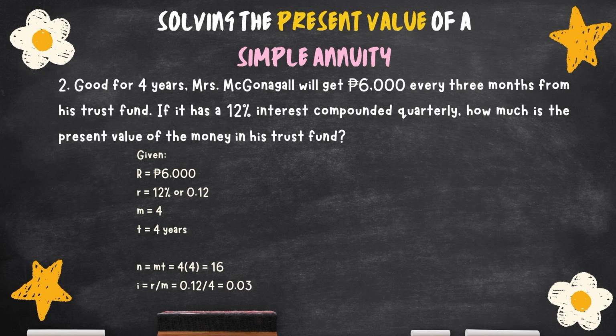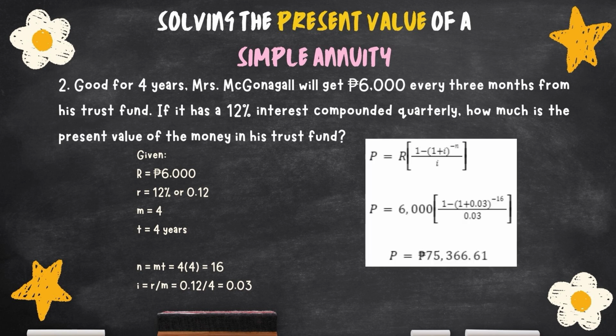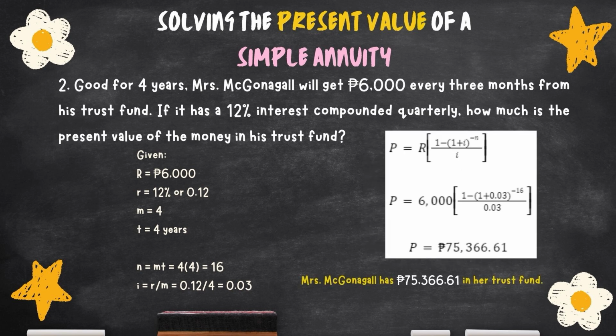i 0.03. Now we can substitute it to the formula, which gives us 6,000 times 1 minus (1 plus 0.03) raised to the power of negative 16, over 0.03. And we have the present value, which is 75,366.61 pesos. And that means Mrs. McGonagall has 75,366.61 pesos in her trust fund.